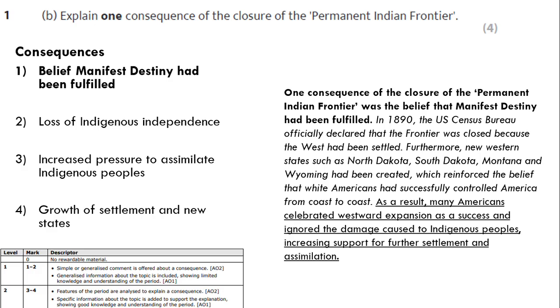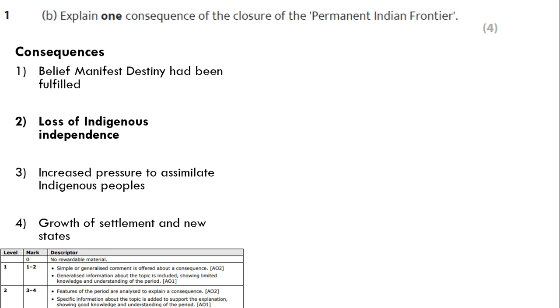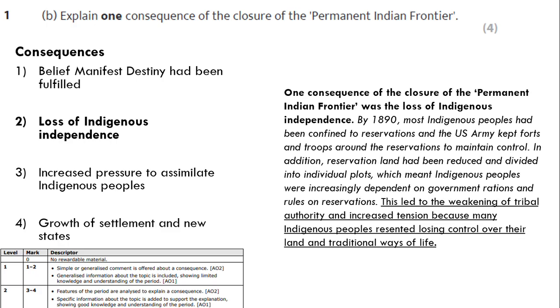So that bit which is underlined links to the wider West, says what happens next, and we've got lots of good detail in italics. Second consequence is the loss of indigenous independence. So a consequence might look like this. One consequence of the closure of the permanent Indian frontier was the loss of indigenous independence.